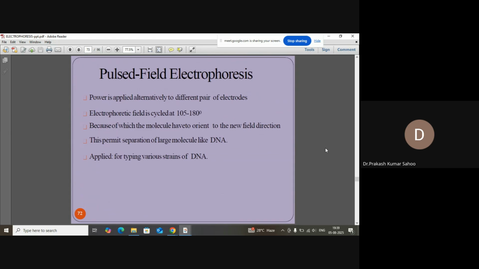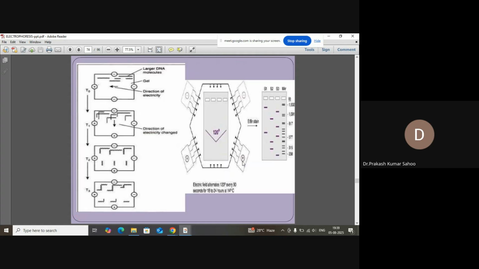In pulsed field electrophoresis, the power is applied alternately to different pairs of electrodes. The electrophoretic field is cycled at 105 to 180 degrees, because of which the molecules have to reorient to the new field direction. This permits separation of large molecules like DNA, applied for typing various strains of DNA.